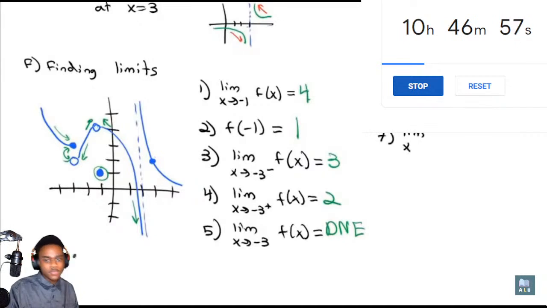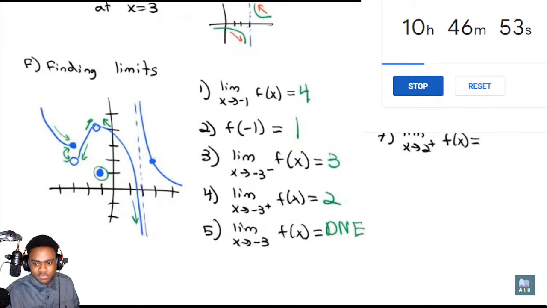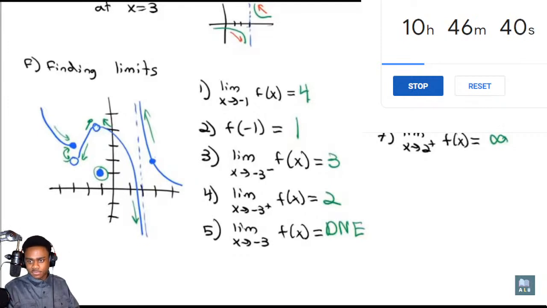Similarly, the limit as x approaches 2 from the right of f of x, looking at the right side, we see the graph is going up and up and up, without bound or stopping. It's going to be equal to positive infinity.